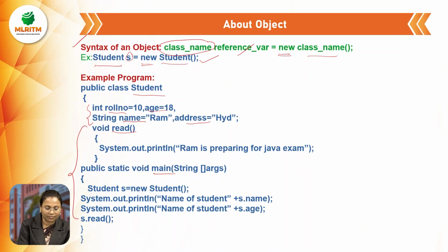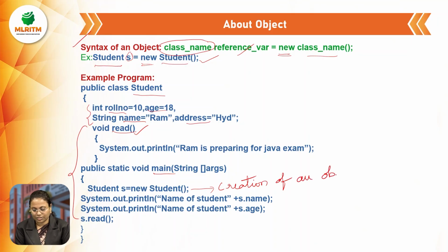Here one more method I have written, which is the read method. In this read method I just printed "Ram is preparing for Java exam." Inside the main method only we should create the object. So this is the line of creation of an object. What is this object? Student. S is equal to new Student, right?